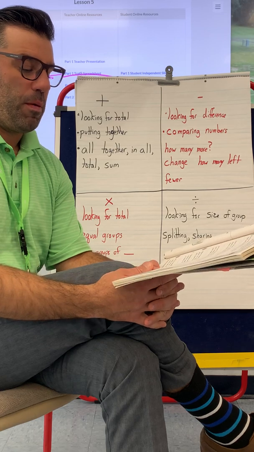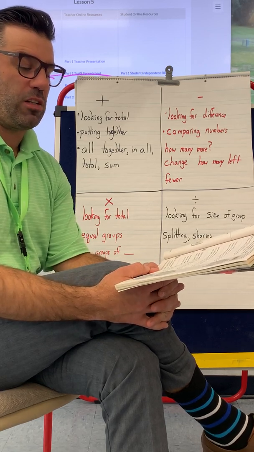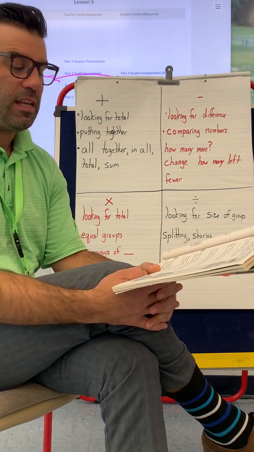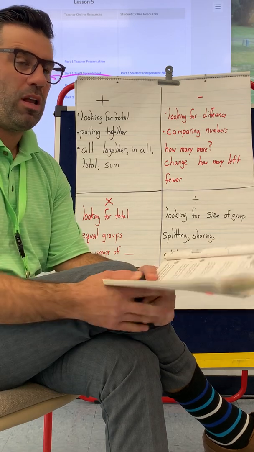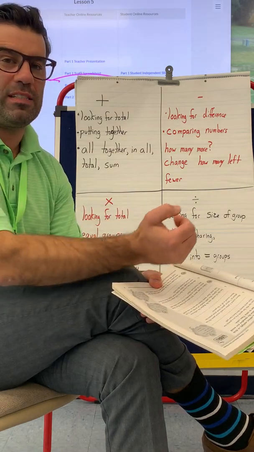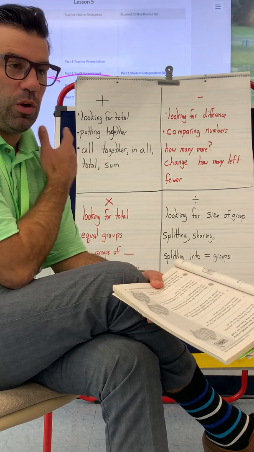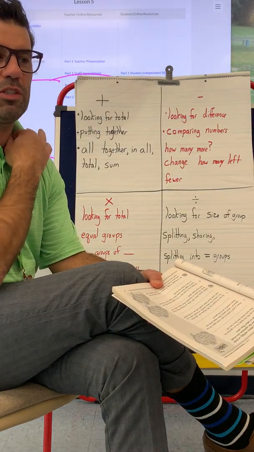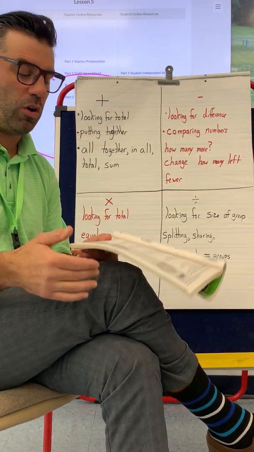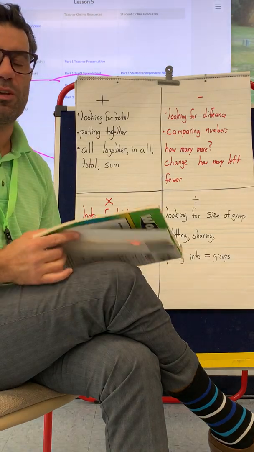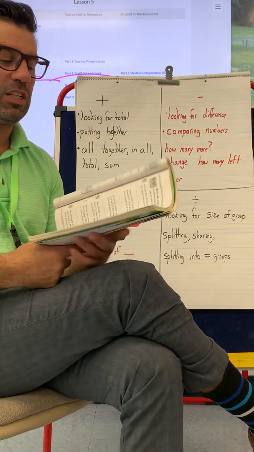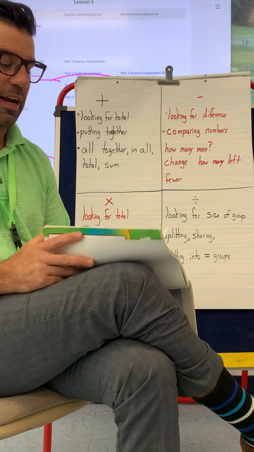Number 5, Brecken has a book that's 123 pages. He read 64. How many more does he need to read? So we know the total. We know how many he read. We're just trying to find out how much more is left. And so if you're thinking that this is subtraction, you are correct.